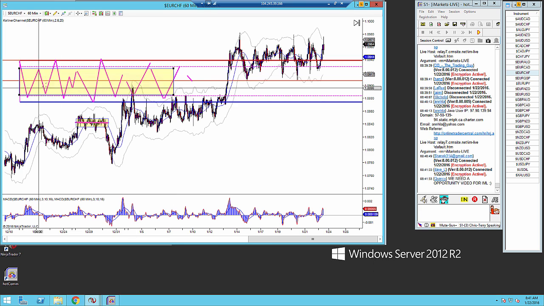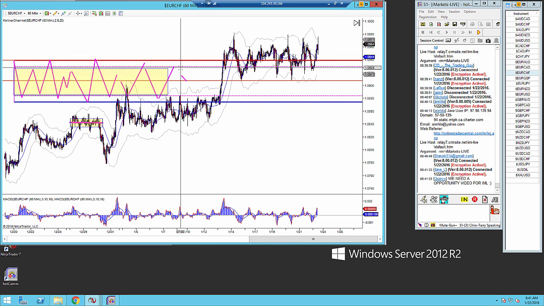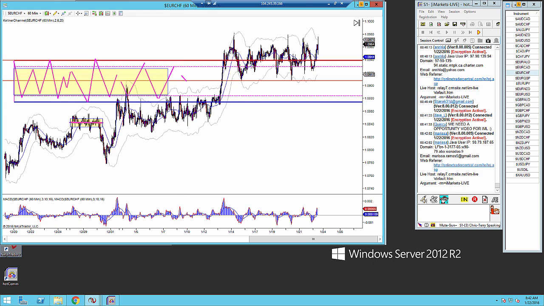This is where 70% of the action has come from. Going forward, the middle of this is called the point of control. This is the value area. This is where the market feels it's a fair price in this zone. It's a fair price.